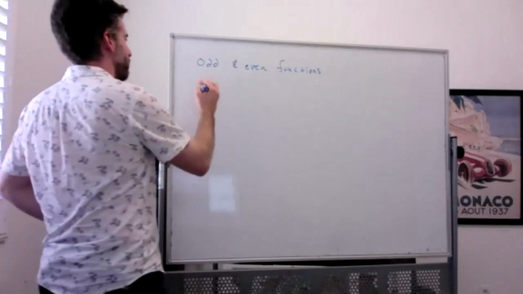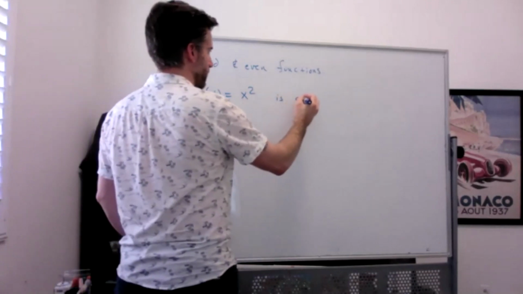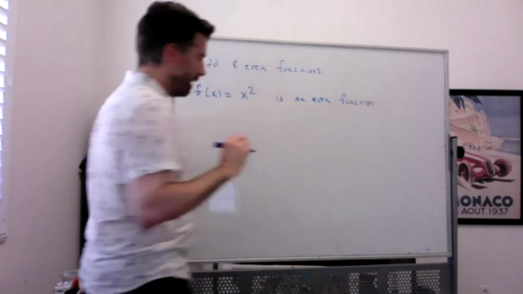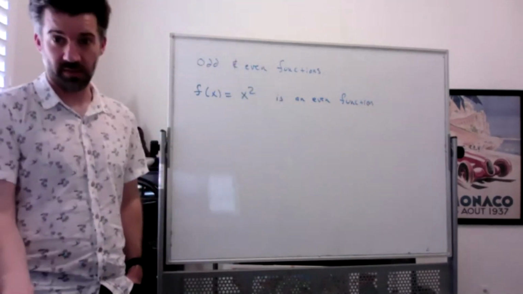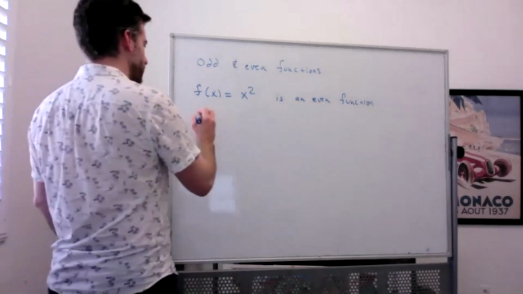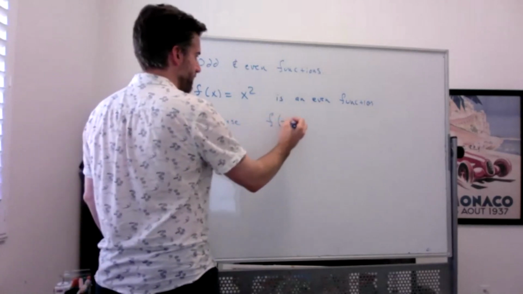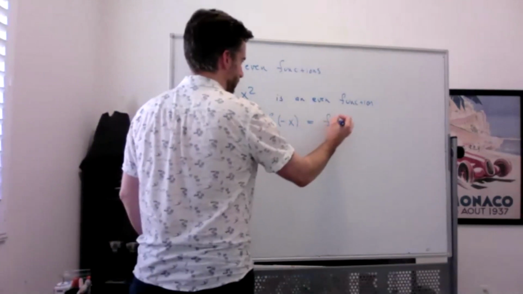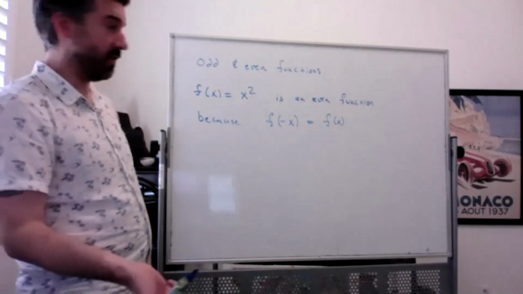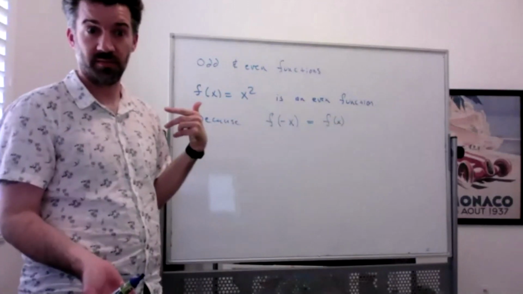So f of x equal to x squared is an even function. And there's a couple ways to know a function is even. The most specific way is we know it's even because f of negative x is equal to f of x. That's the definition of being even. If you plug in a negative number, you get the same result as if you plug in the corresponding positive number.